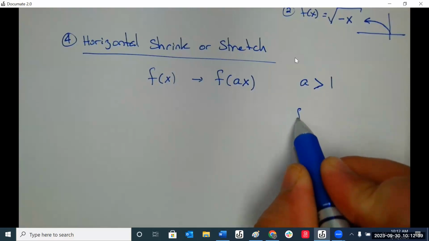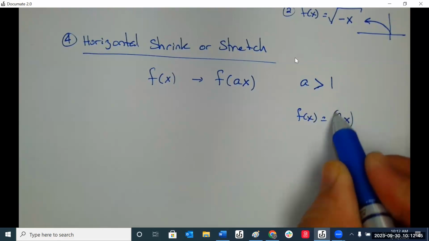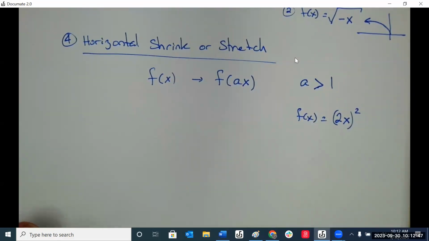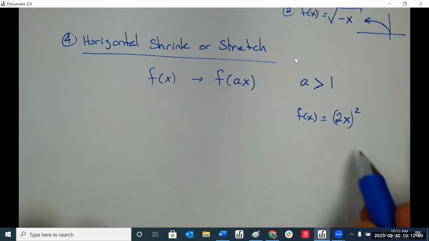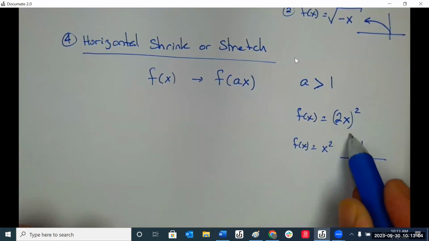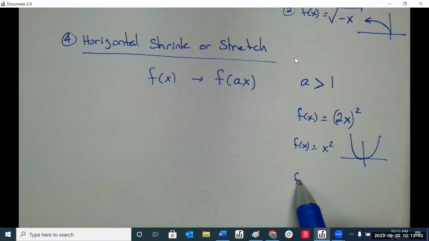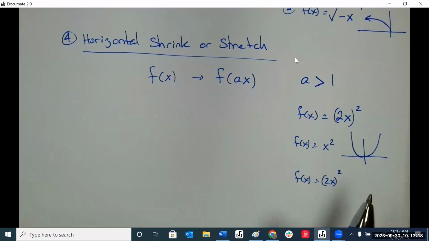For example, let me see. If f of x equals 2x squared, what do you think that's going to do? Just the opposite. What's going to happen, because our original parabola was x squared. Now what I'm doing is I multiply the x by 2 before I square it.